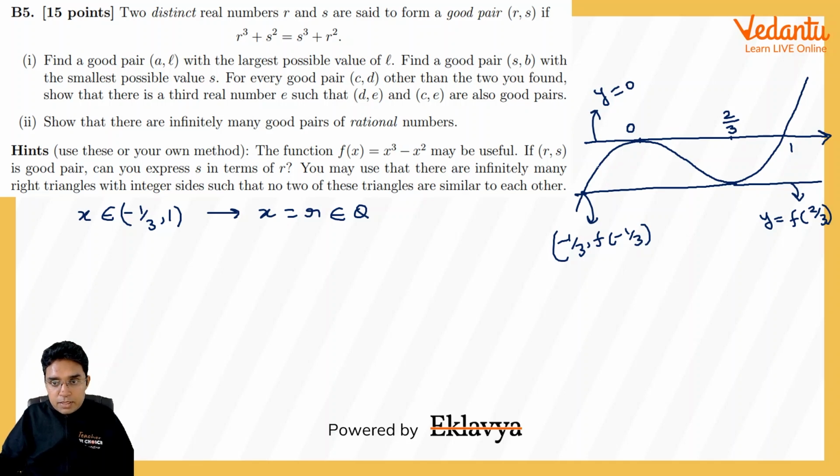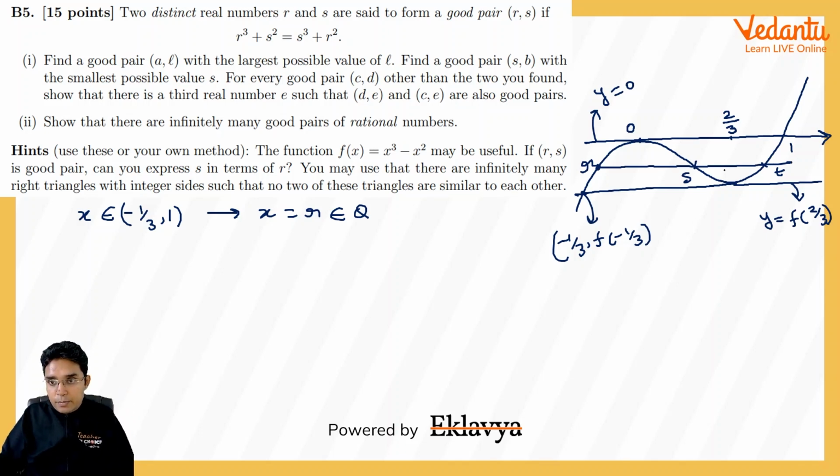But suppose this is r, which is a rational number, and we draw a line parallel to the x-axis, and we get corresponding to r this point as s and this point as t. So this rs or rt will form a good pair. But is there a guarantee that s and t will also be rational numbers? That is the main thing about this part of this question.